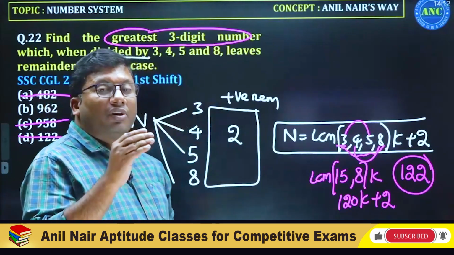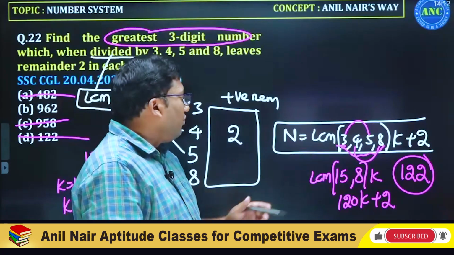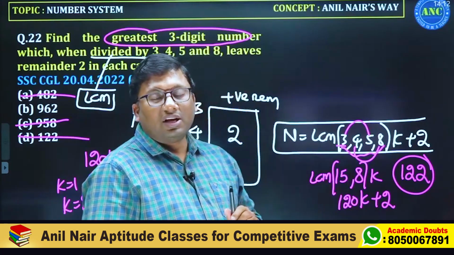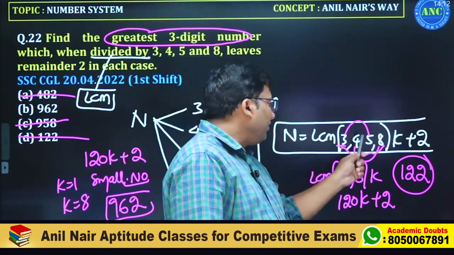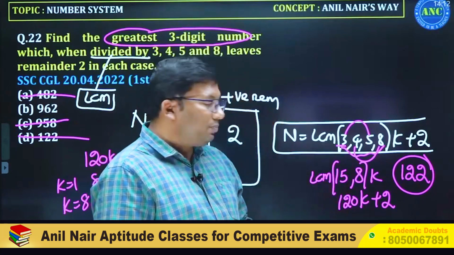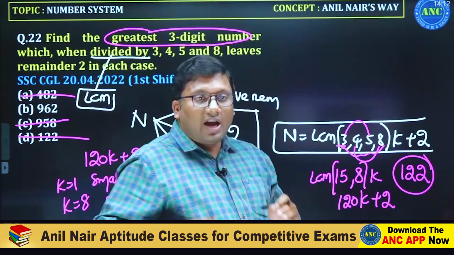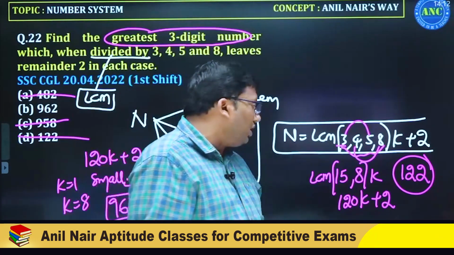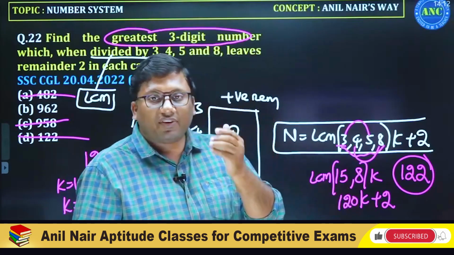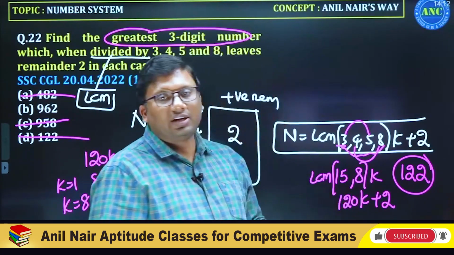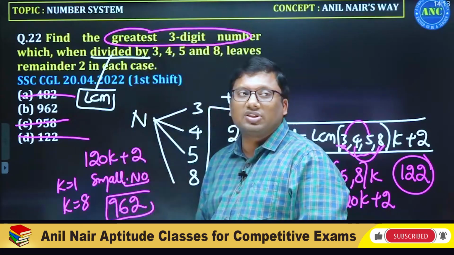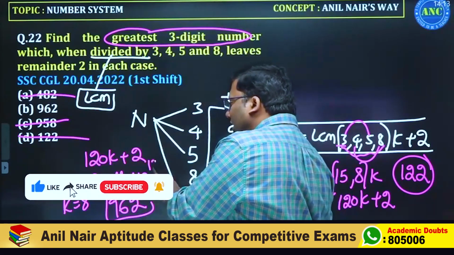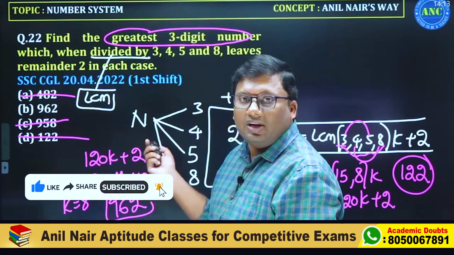LCM of 3, 4, 5, 8 into K plus 2. 4 will divide 8, so 8 came. 3 and 5 are co-primes. LCM of co-primes is their product. 15 came. 15 and 8 are co-prime. Answer will be of the form 120k plus 2. Smallest if I want, put k value 1. Largest if I want, put k value 8. 120 into 8 is 960. 960 plus 2 is 962. 122 will be the smallest answer. Largest will be 962.